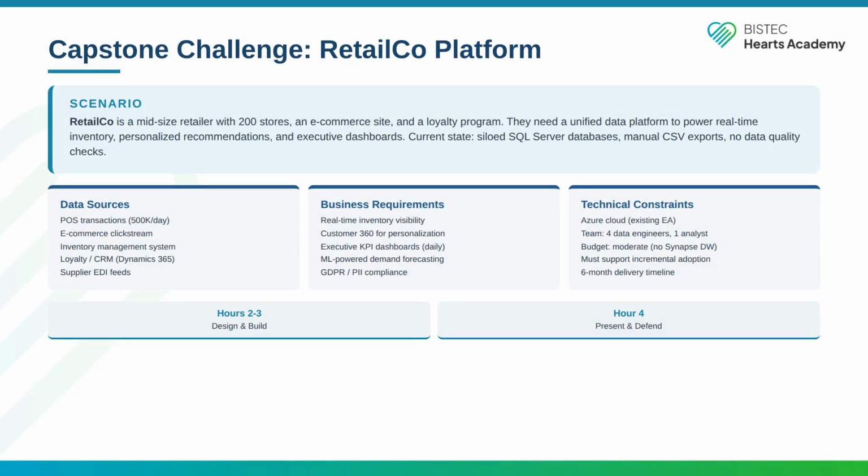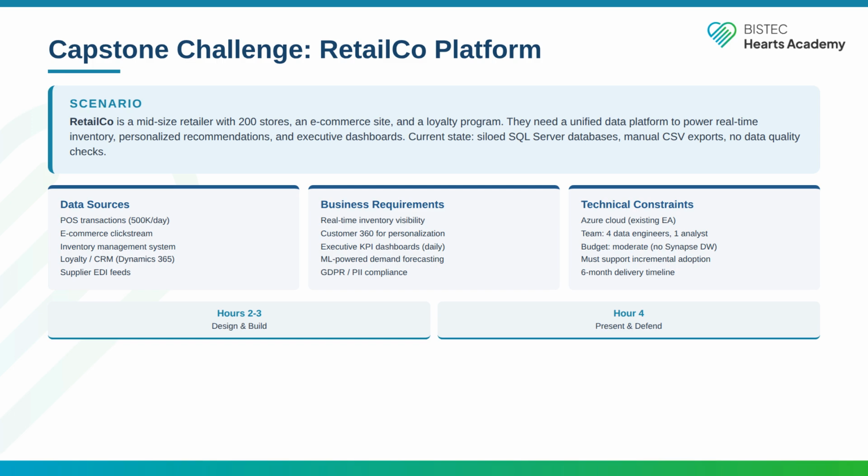This is your Capstone challenge. Everything from the first hour of today and everything from the previous 5 months comes together right here. Retailco is a mid-sized retailer with 200 stores, an e-commerce site, and a loyalty program. They need a unified data platform to power real-time inventory visibility, personalized customer recommendations, and executive dashboards. Their current state is what you will find at many companies. Siloed SQL Server databases, manual CSV exports, and no automated data quality checks.